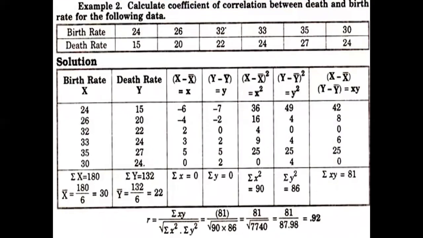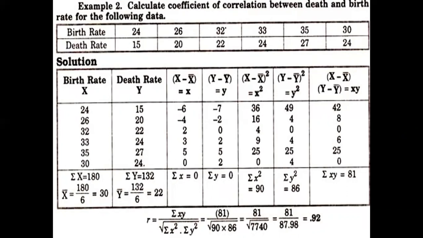So here we need to calculate the coefficient of correlation between death and birth rate of the following data. So we have two variables, birth rate and death rate. So we again draw the table, with x values and y values mentioned as given in the question. Now we need to calculate the small x. How do we calculate small x? We need to do the x minus x bar.